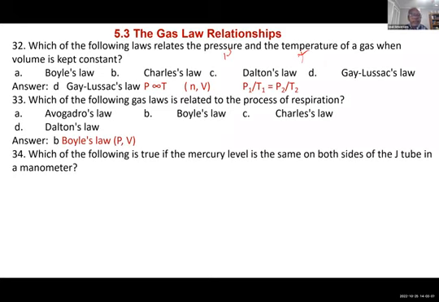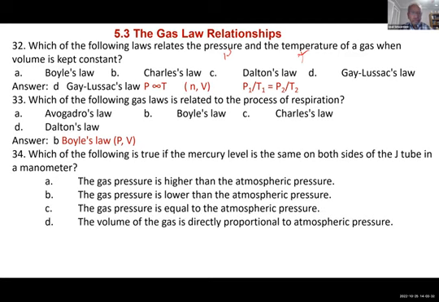Which of the following is true of the mercury level at the same level on both sides of a J tube in a manometer? If the mercury levels are equal, pressures are the same on both sides. The inside pressure is the same as the atmospheric pressure.